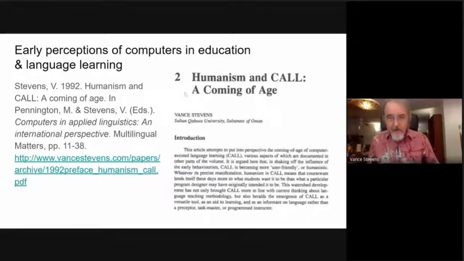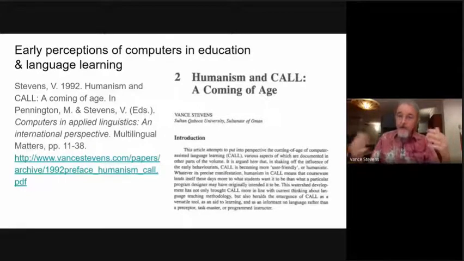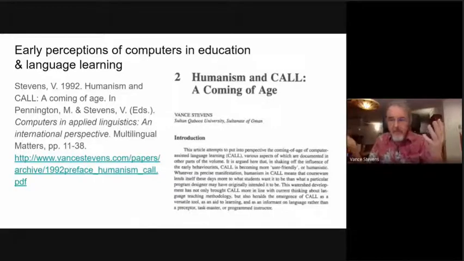And anyhow, I wrote an article called Humanism and CAL, A Coming of Age, because that was about computers at that time. In those earlier days, they were thought of as things to control the learning algorithm or to manage learning in a top-down directed fashion. And it took people a while to come around. My argument was that computers were humanistic, and they weren't controlling. They didn't have to be.